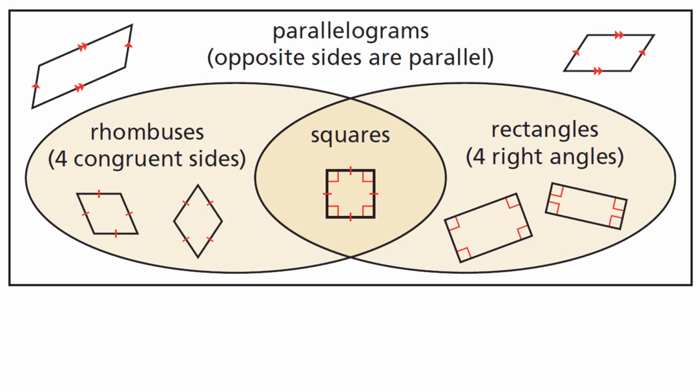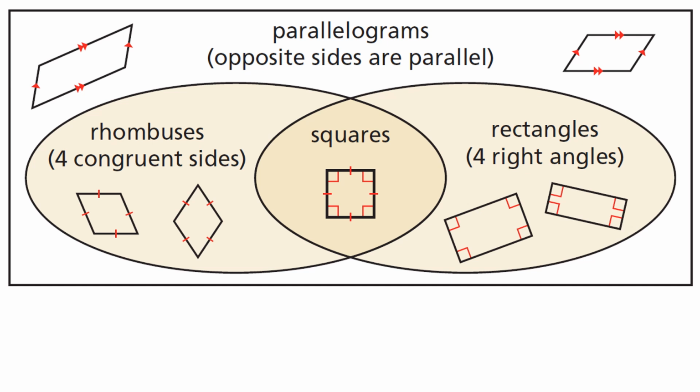So again, here's a better look at what makes a square, a rhombus, a rectangle, and a parallelogram what they are. Notice on the parallelograms, they're kind of floating toward the top left and top right corners. They've got arrow markings. Those arrow markings are telling us that those sides are parallel. So the single arrows are telling us these two sides are parallel, and the double arrows are saying those two sides are parallel.